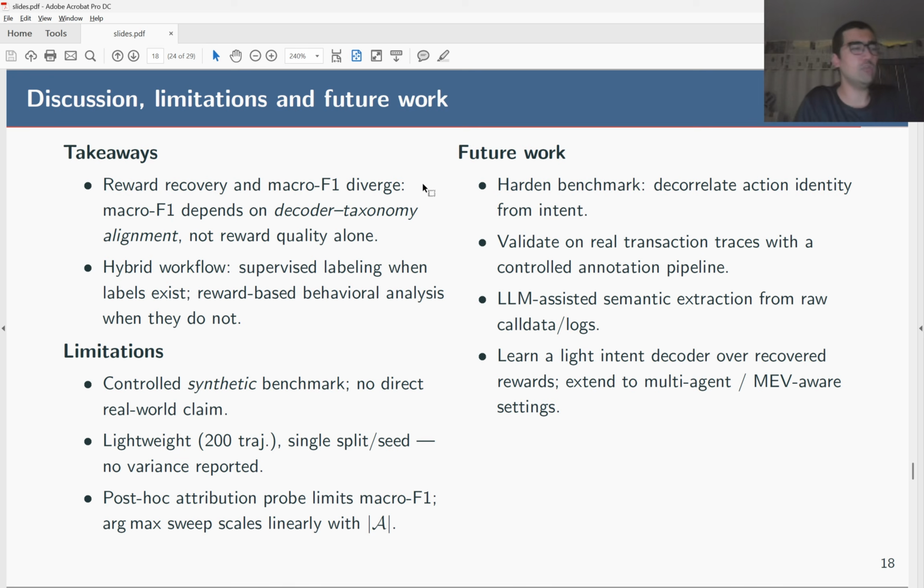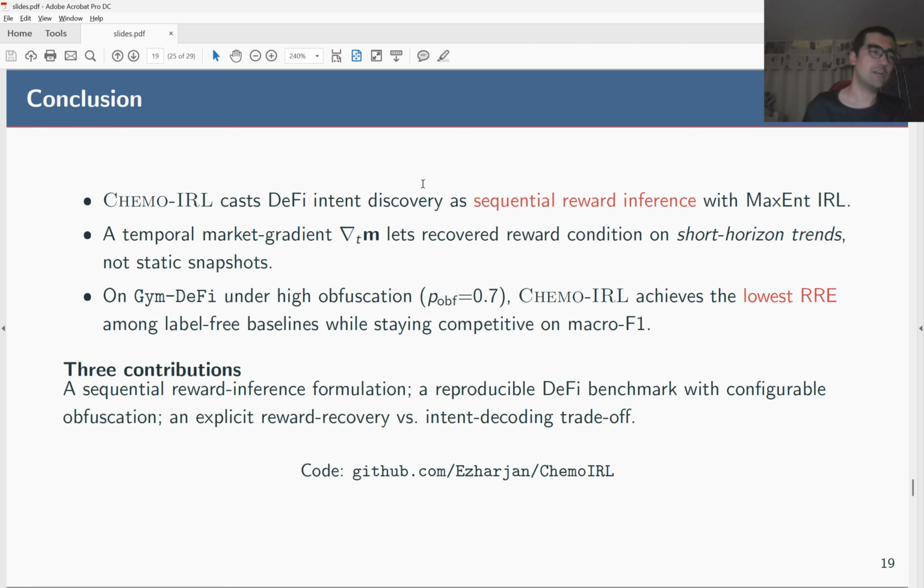Let me bring it all together. To conclude, we presented Chemo-IRL, which reframes DeFi intent discovery as sequential reward inference using maximum entropy IRL. The key idea is the temporal market gradient in the state, which lets the recovered reward depend on short horizon trends rather than static snapshots.